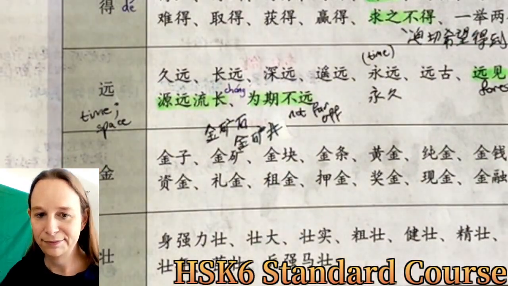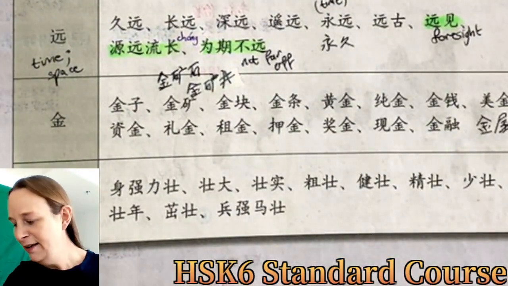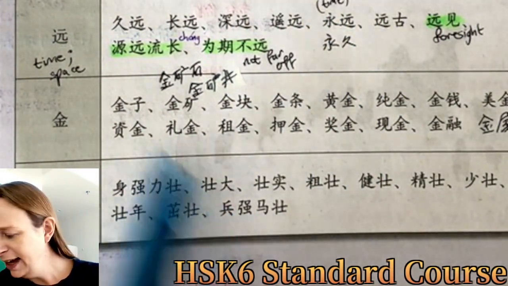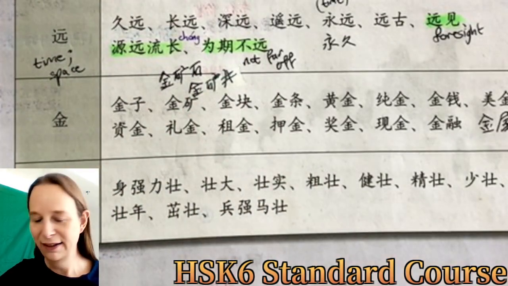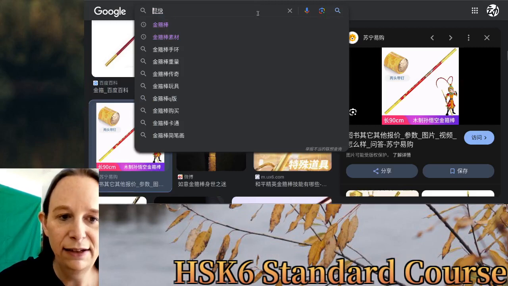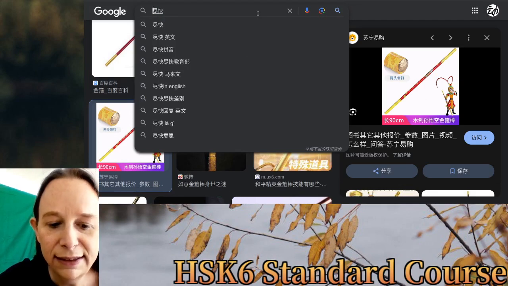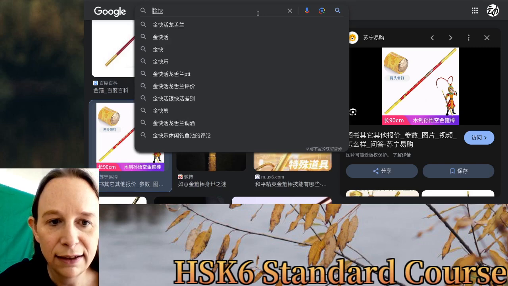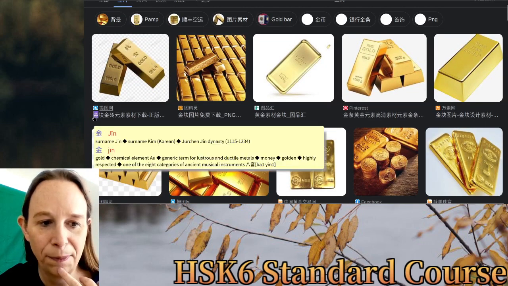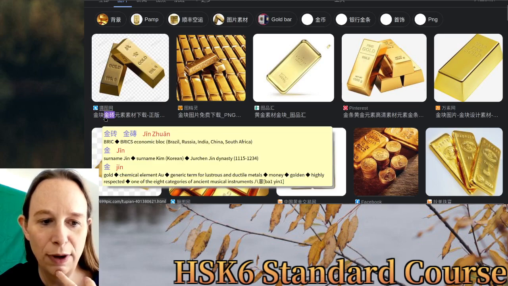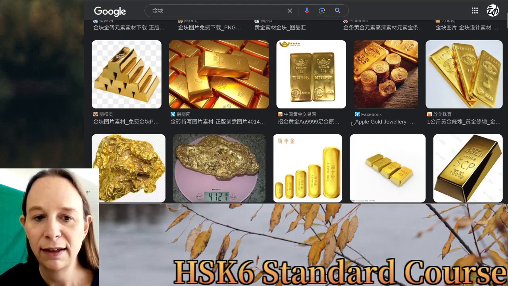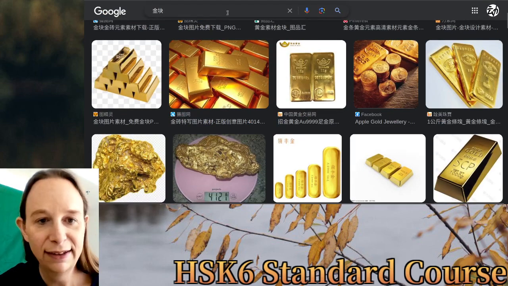All right. Jin. Okay, what else is there? Jin Kuai. I'm guessing Jin Kuai and Jinzi are the same thing. I think I encountered Jin Kuai occasionally. Jin Kuai, gold nugget, right? This looks more like 金块, 金砖. I don't know what 金砖 is. Anyway, 金块. The next one is 金条.